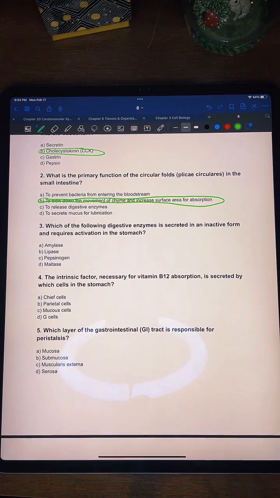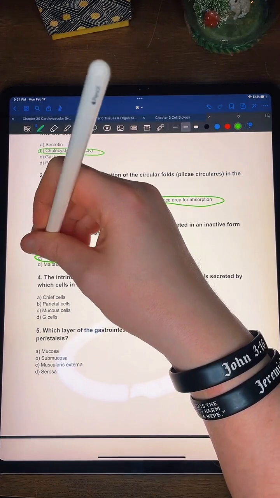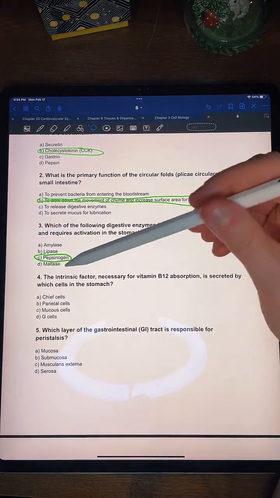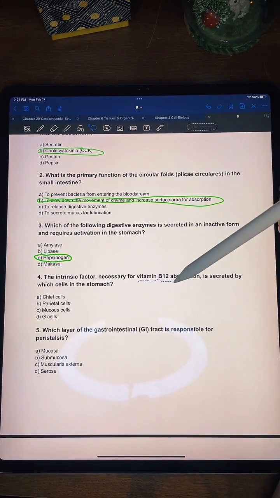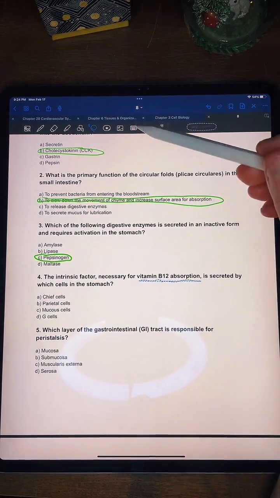For number 3, which of the following digestive enzymes is secreted in an inactive form and requires activation in the stomach? That is pepsinogen. You guys are correct. Number 4, the intrinsic factor necessary for vitamin B12 absorption is secreted by which cells in the stomach?